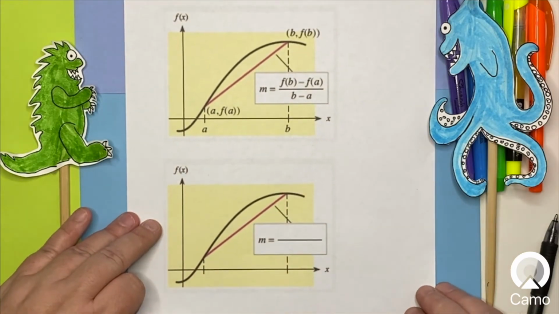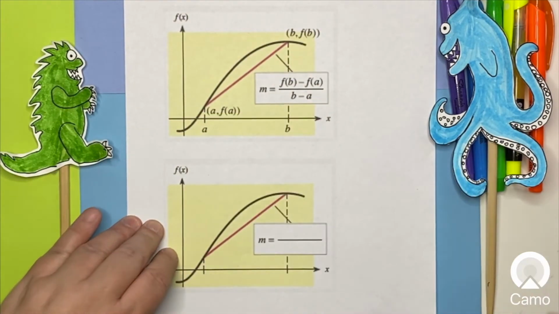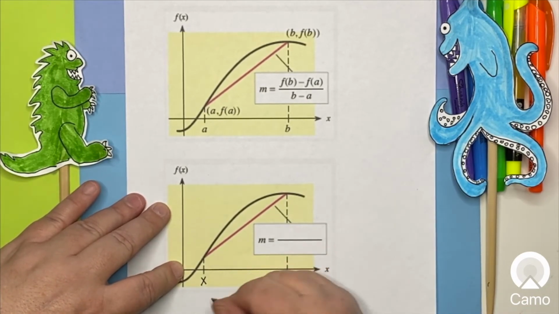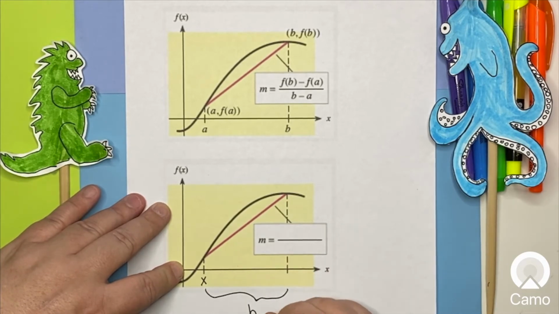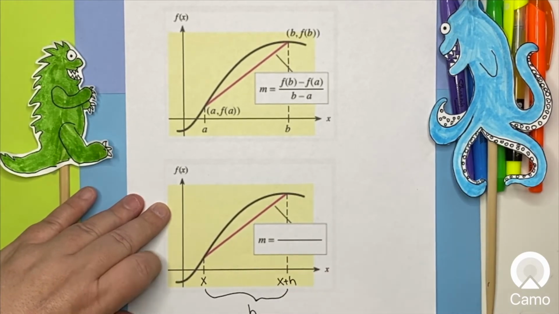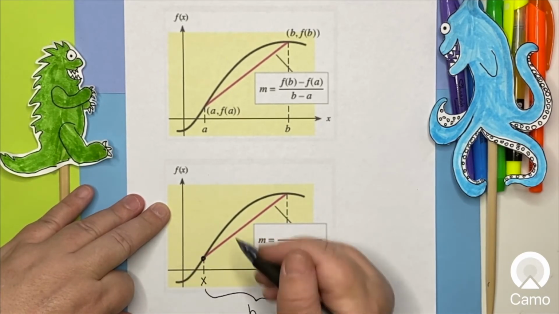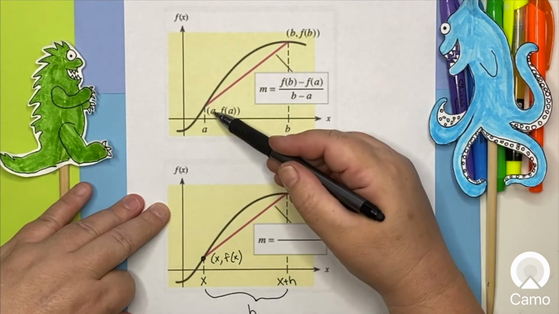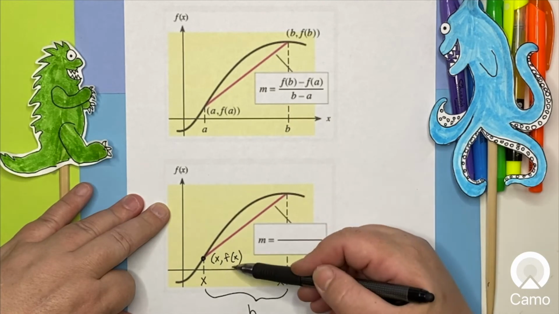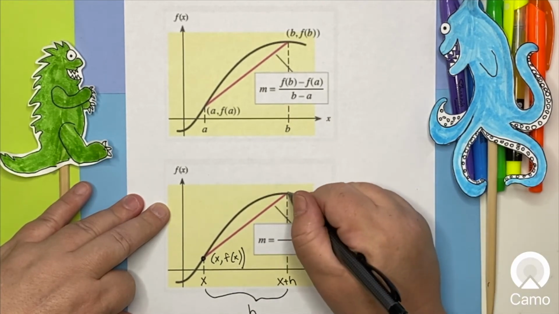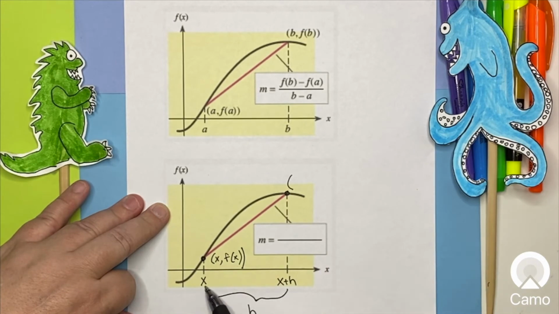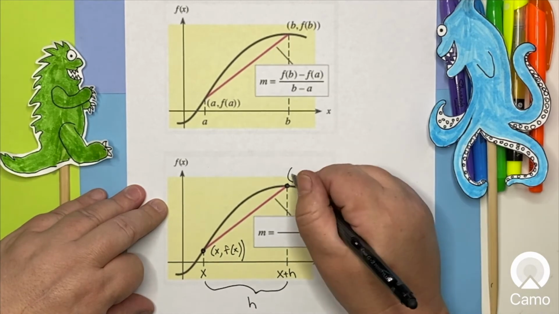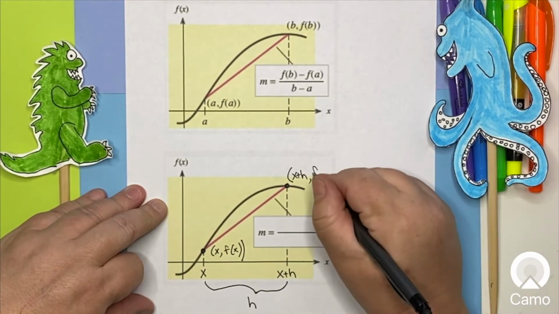So I want to do a comparison. This is the picture we just drew. Our new picture is going to have, we're going to start here. That's x. This distance here is h. So this is x plus h. This point is the point x, f of x, right? Because that corresponds to a, and f of a. And this point up here, because this is x, and we've gone h to the right. Let me scooch this up just a little bit so you can see that. So this is x plus h, f of x plus h.